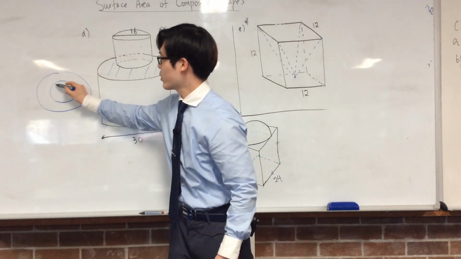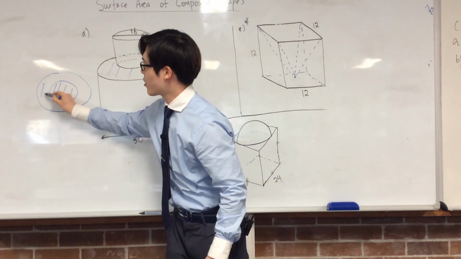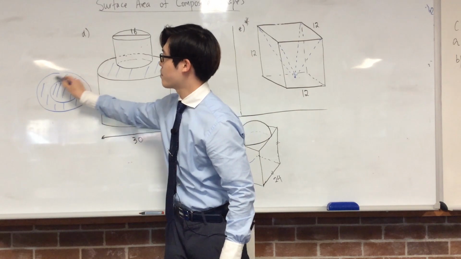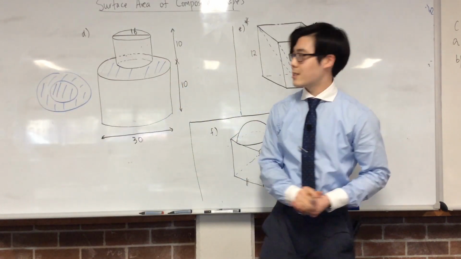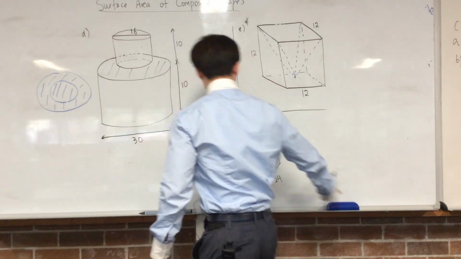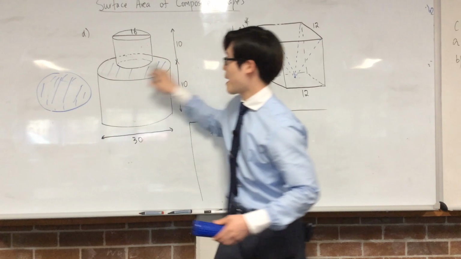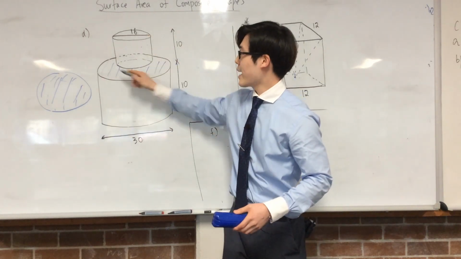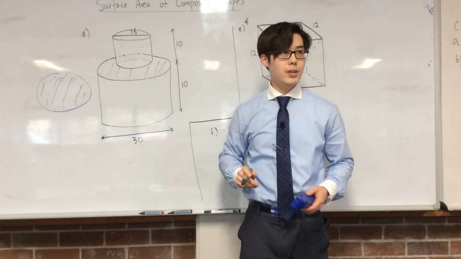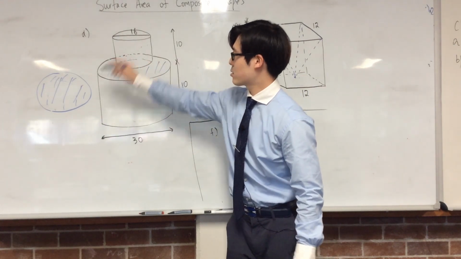So we need to find the area of that top circle as well as the leftover gap of the big circle from the base. But instead of finding two separate areas, if I just find the area of the whole circle of that base, doesn't that include the top and the leftover annulus altogether? Yeah. Can you see that? So let's just find the area of this big circle.